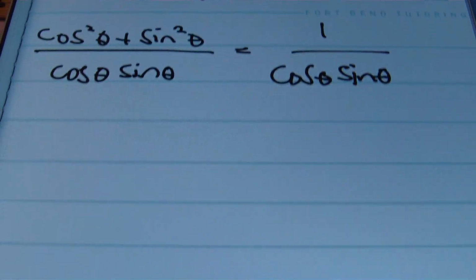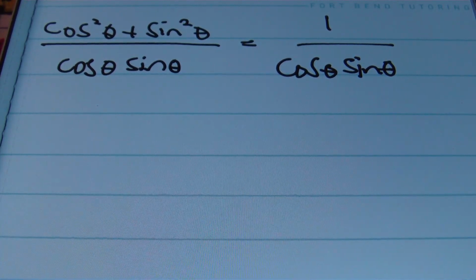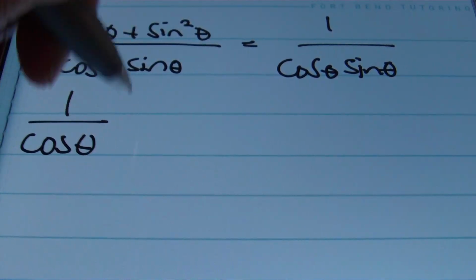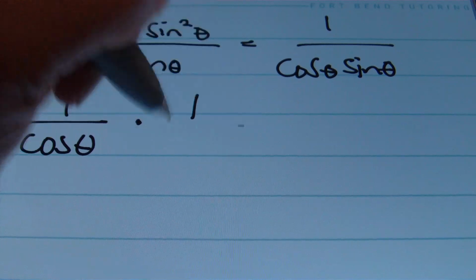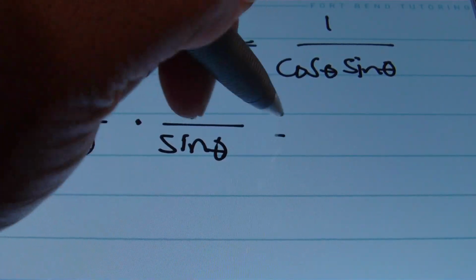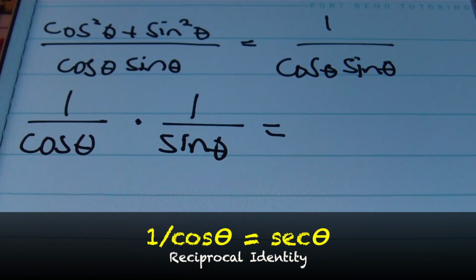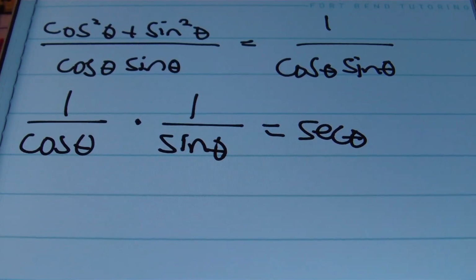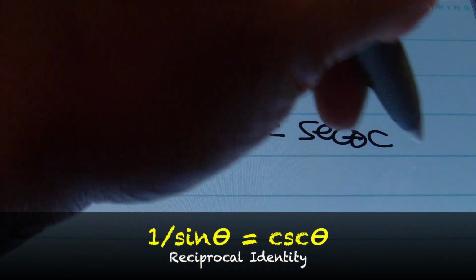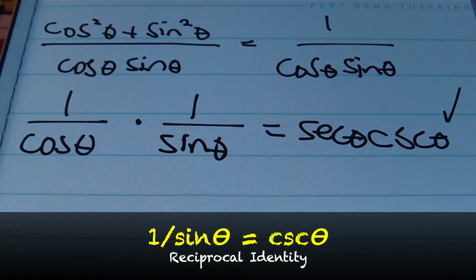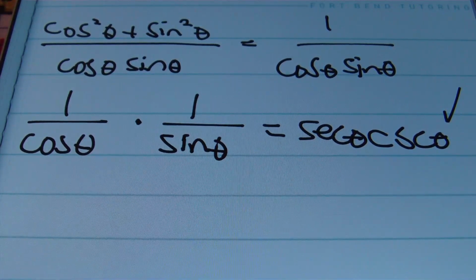In fact, we can expand this into the following form. We'll have 1 over cosine theta times 1 over sine theta. And you should know your reciprocal identities, right? That 1 divided by cosine theta is secant theta, and that 1 divided by sine theta is cosecant theta. Exactly. Once you have that, ladies and gentlemen, the left side has just become the right side. We're done with problem number 6.